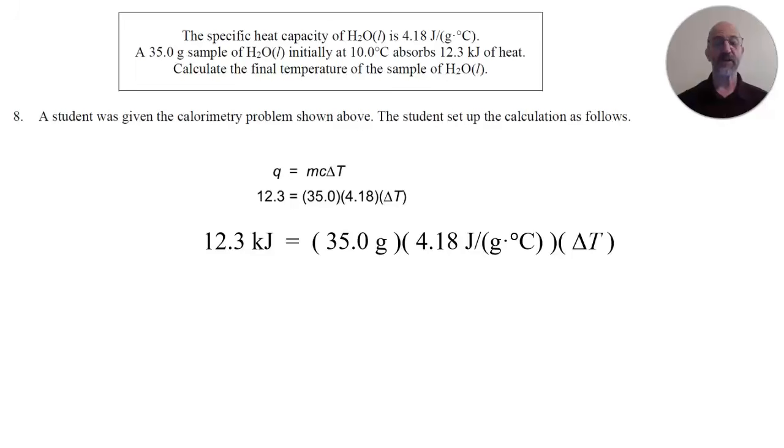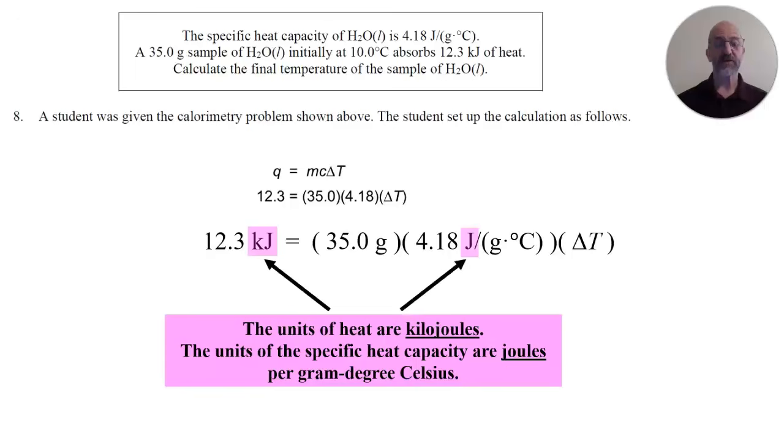Now hopefully you can see that the problem is with the units of energy. On the left side of the equation, we have 12.3 kilojoules. But on the right side of the equation, we have a specific heat capacity, which is 4.18 joules per gram degree Celsius. So either I need to convert kilojoules into joules, or I need to convert joules into kilojoules, because right now, these units of energy don't match each other. I'm going to choose to convert my kilojoules into joules.